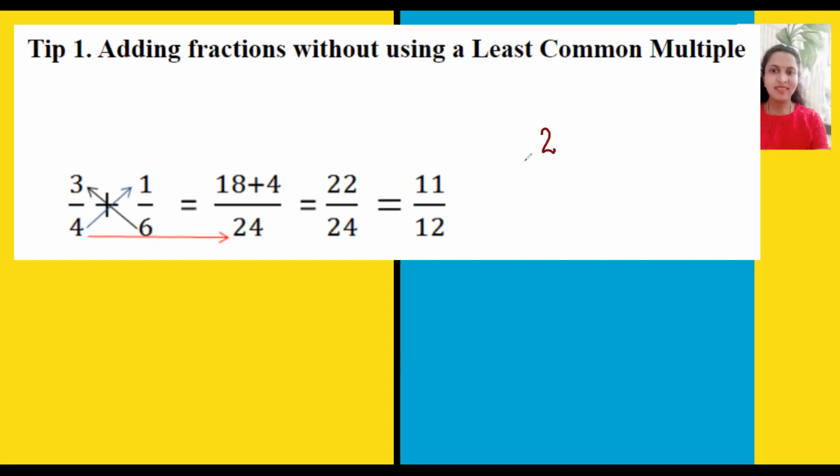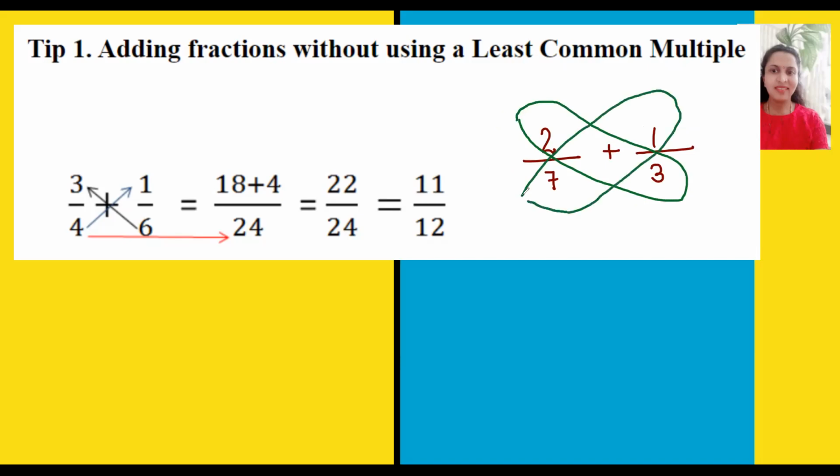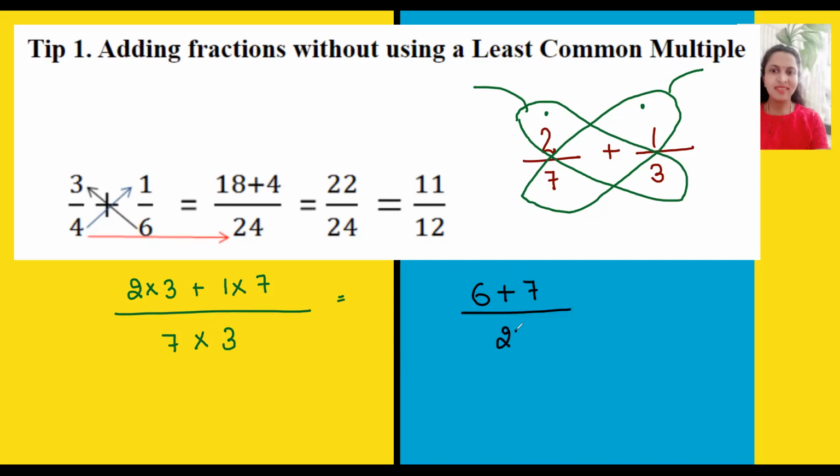Now suppose the case is such that you cannot make the denominators the same. So here what you do, you follow the butterfly method. I'll tell you what it is. So you go like this and you go like this. Okay, see, it looks a little like a butterfly. So 2 times 3 plus 1 times 7, and the bottom is also cross multiplied. Children find it very easy to draw this, and it's fun for them to learn like this, drawing the butterfly.